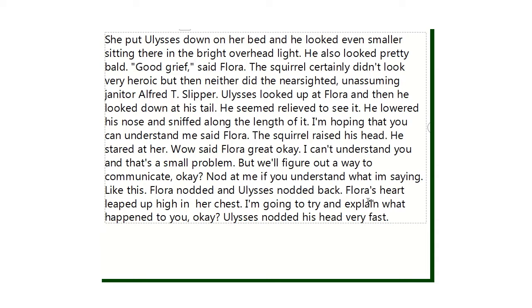Okay, let's look for another, see if we have some more dialogue here. "The squirrel certainly didn't look very heroic, but then neither did the nearsighted, unassuming janitor, Alfred T. Slipper. Ulysses looked up at Flora, and then he looked down at his tail. He seemed relieved to see it. He lowered his nose and sniffed along the length of it. 'I'm hoping that you can understand me,' said Flora." Okay, so here again, we're going to put quotation marks just around what Flora is saying.